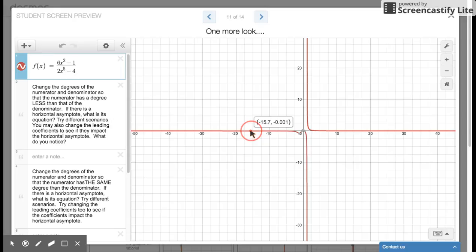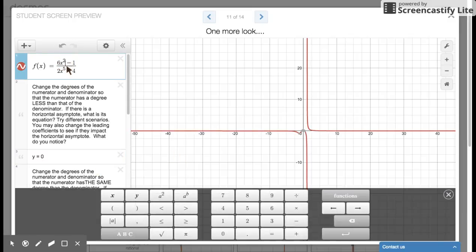And if we trace the graph going to the left, the value of y is close to 0. So we say that the horizontal asymptote is y equals 0. On the right side, it's also y equals 0. Okay, so when the degree of the numerator is less than the degree of the denominator, we claim that the horizontal asymptote is y equals 0, or the x-axis.